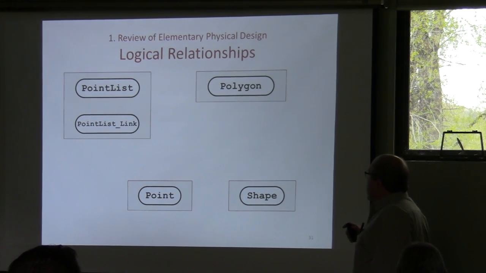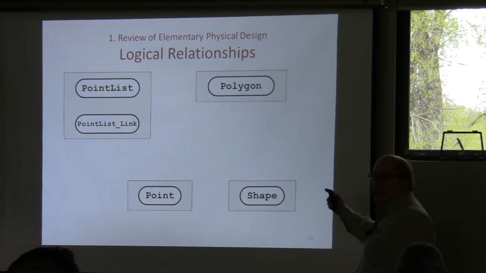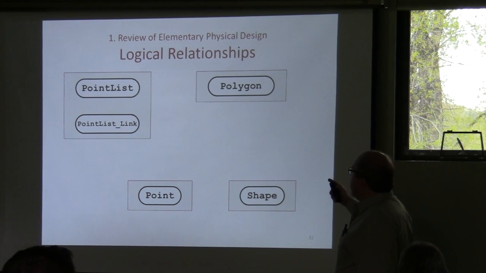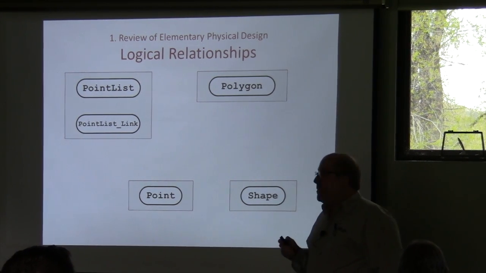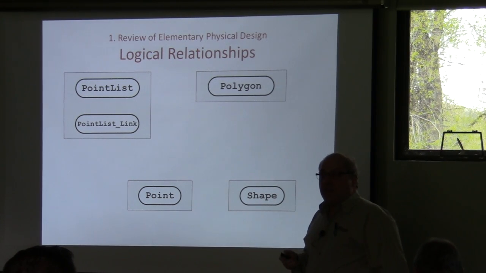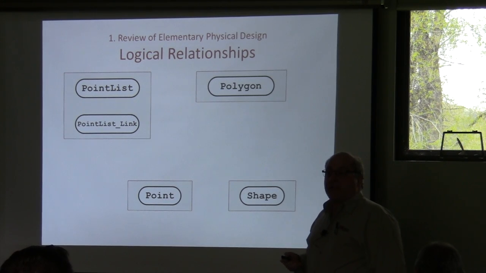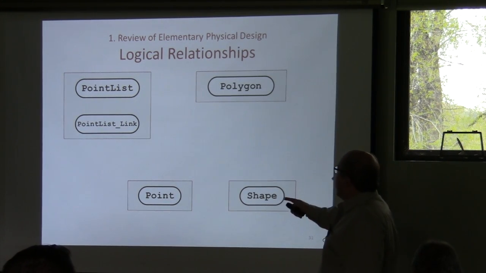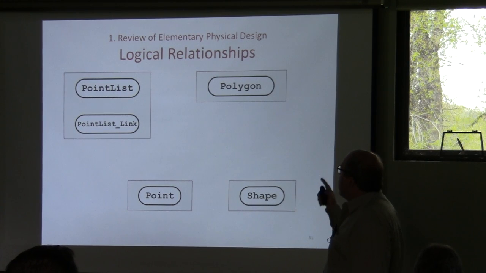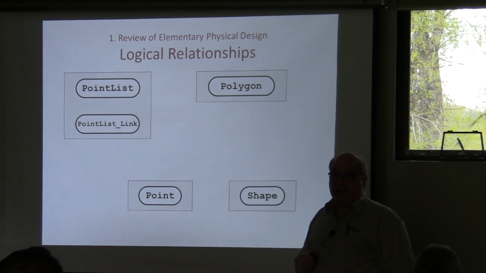And so we're going to say that we have a shape, and a shape is an abstract interface, and a polygon is a kind of shape, and we can get the origin from any shape by asking for the origin. So a polygon, of course, we can insert vertices into it. So there's a relationship between point and polygon. And polygon is implemented in terms of point list.